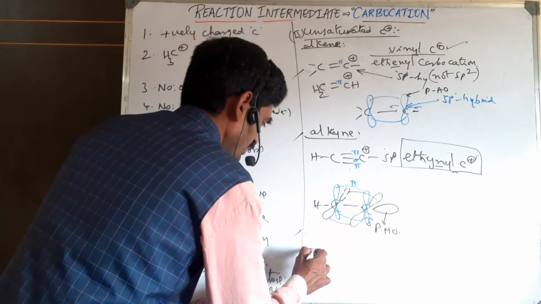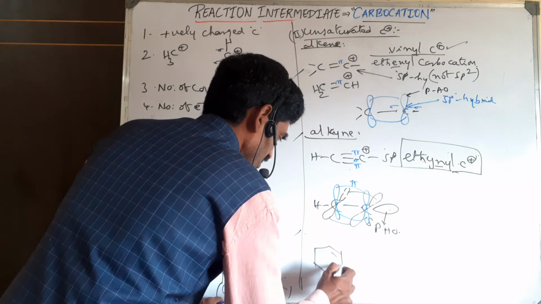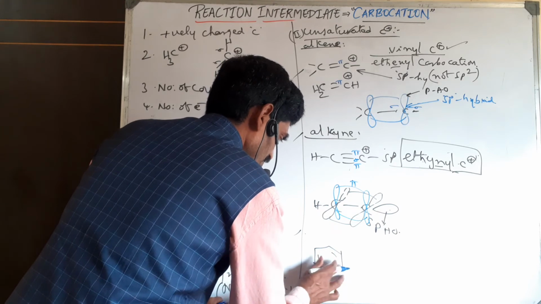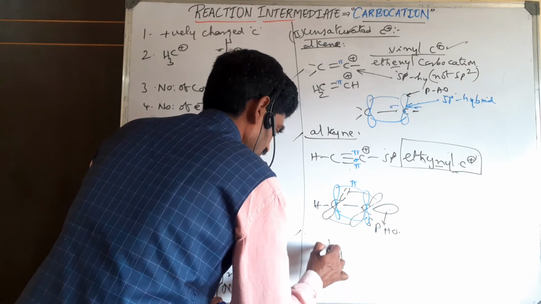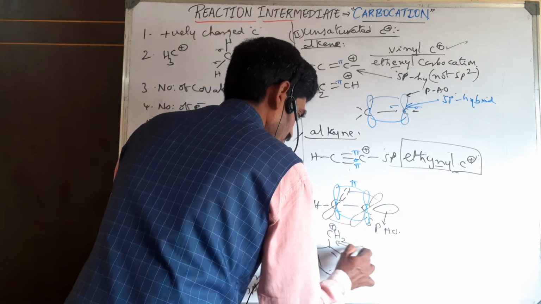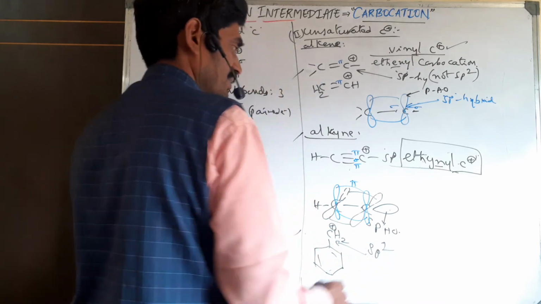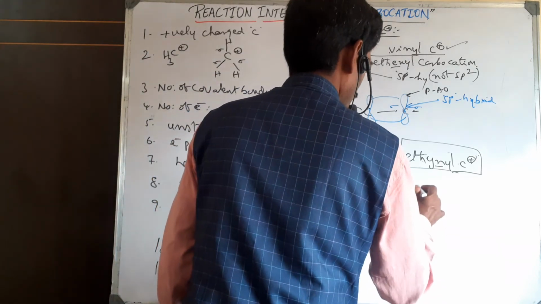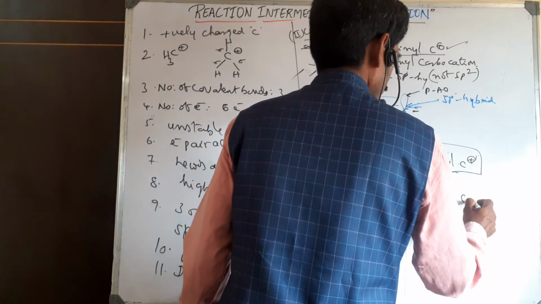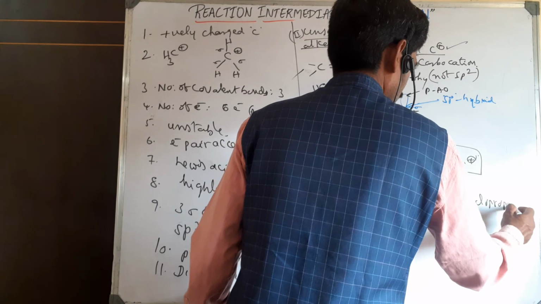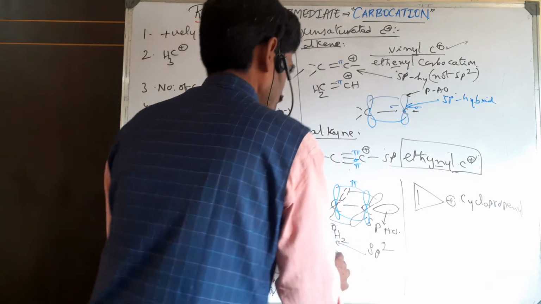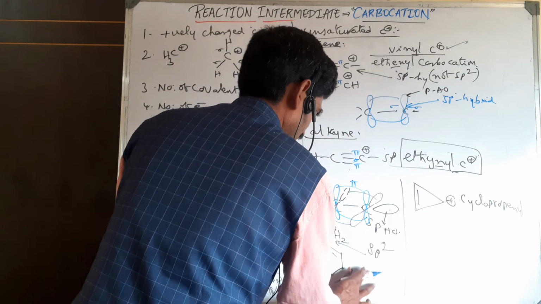Can you get here a benzyl carbocation? Benzyl carbocation. This is toluene-derived, with CH2 and a positive charge here. So this carbon undergoes sp2 hybridization. Then look at here, this is the cyclopropenyl carbocation. So this is called cyclopropenyl carbocation. Next, this is what? Benzyl carbocation.